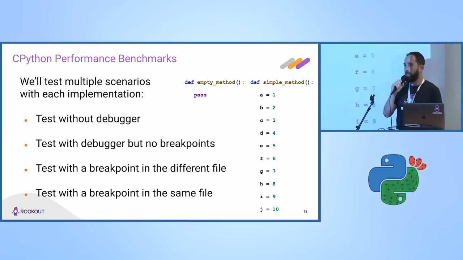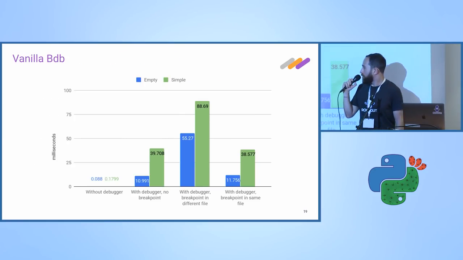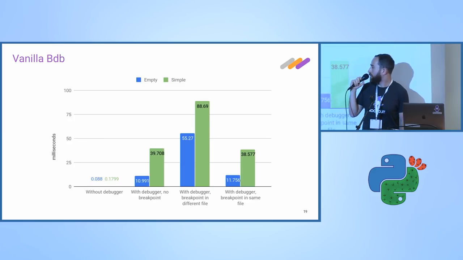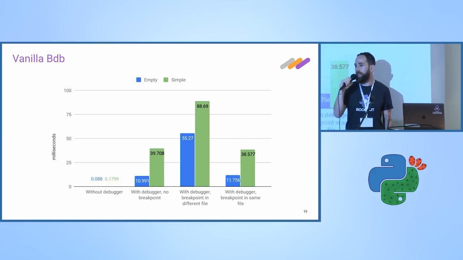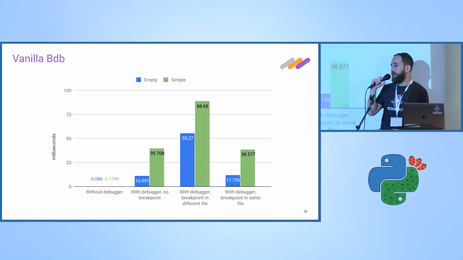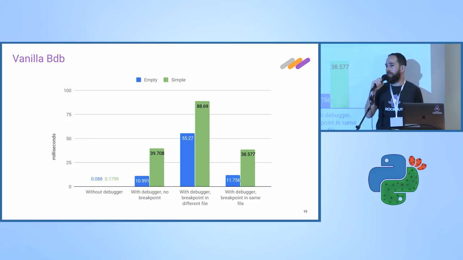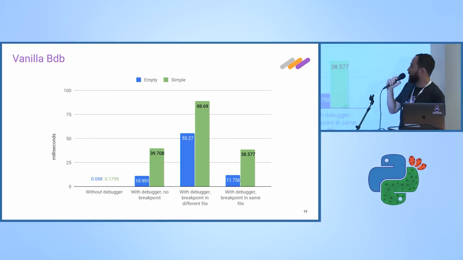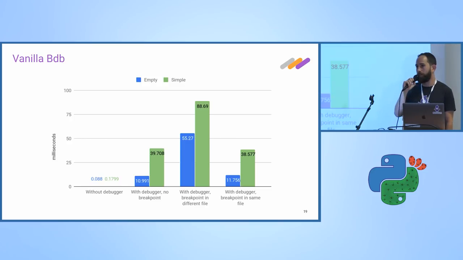So here are the results for the initial run. Without a debugger, Python does 0.088 milliseconds on average for the empty method and 0.1799 for the simple method. As you can see, the overhead is ginormous. We're talking about 100x, maybe more. So that's obviously not production-grade performance.